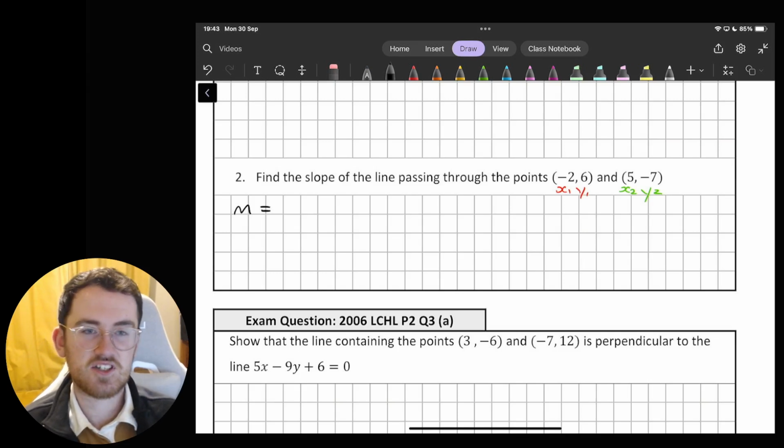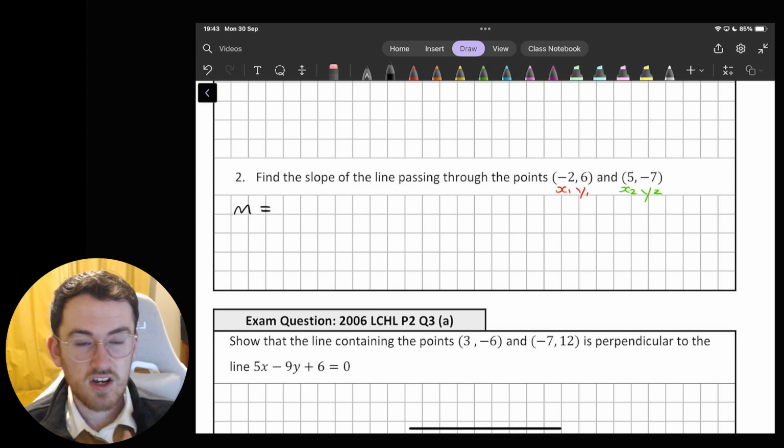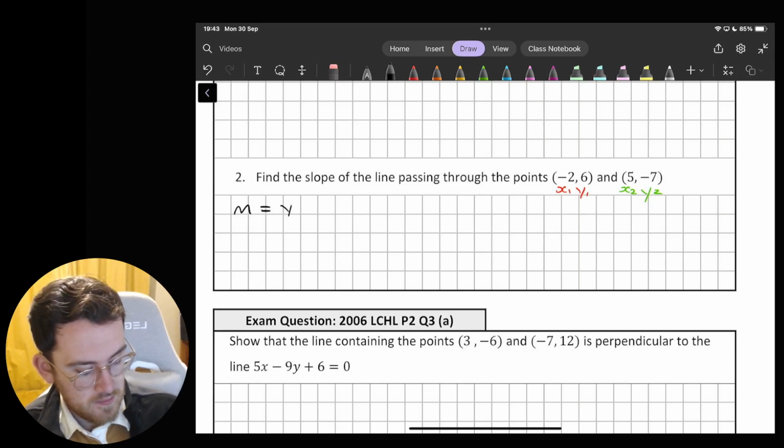Okay, one of the things actually I should have emphasized a bit more at the top there. The letter we use is M here. Kind of unusual, but definitely one to watch out for. So M equals y2 minus y1 over x2 minus x1.